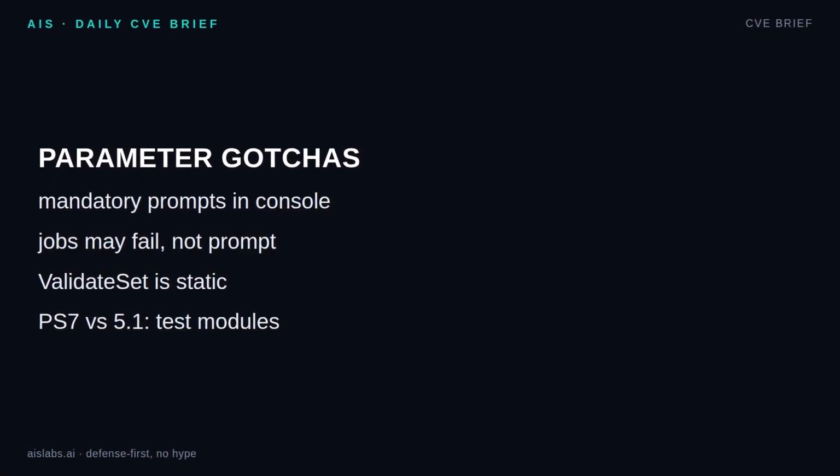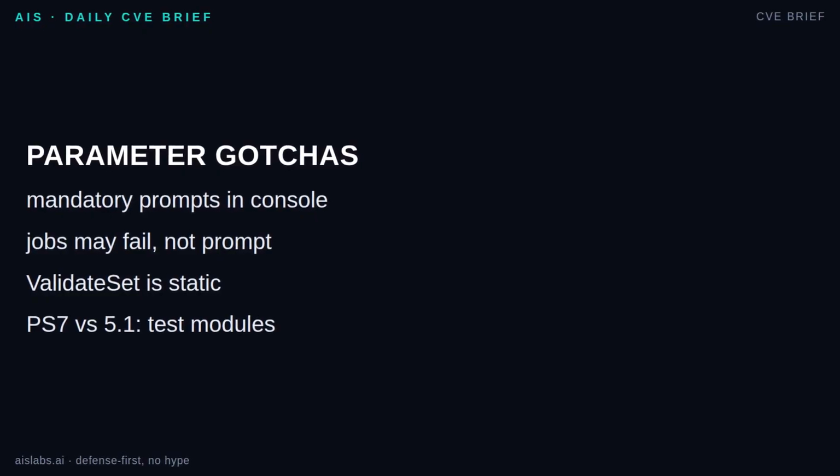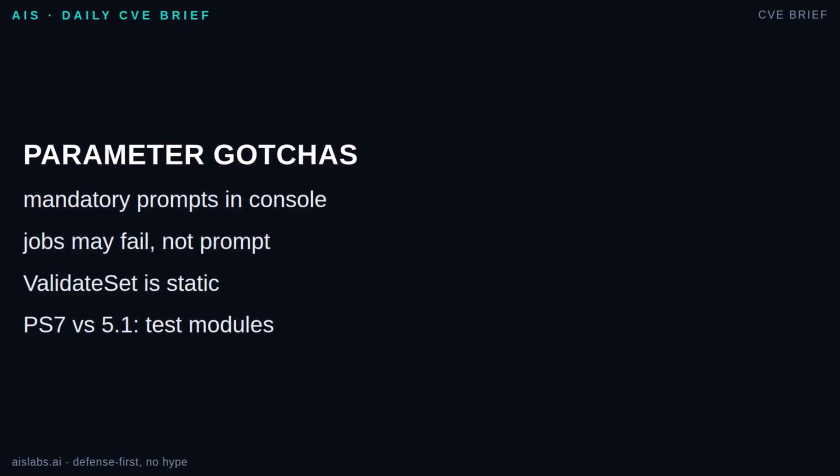Parameters help, but they do not make bad logic good. Mandatory prompts are useful at the console, but in a scheduled task, pipeline, or remote job, prompting may fail instead of politely asking a human. For automation, I prefer calling scripts with explicit parameters and letting missing input fail loudly.